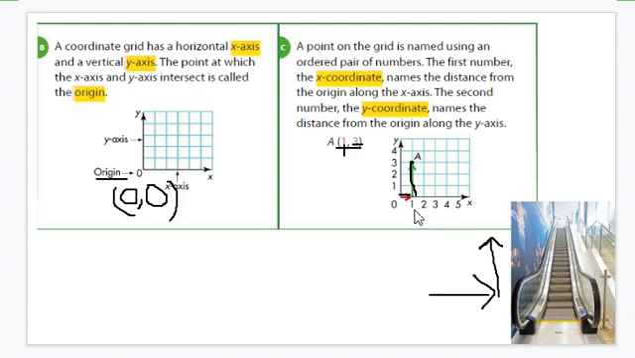The biggest thing that people get confused on is they go up first and then over. If you went up 1 and over 3, this is where that point would be. As you can see, that is not at all the same direction. So you have to make sure you're going over first and then up, over, up, over, up.